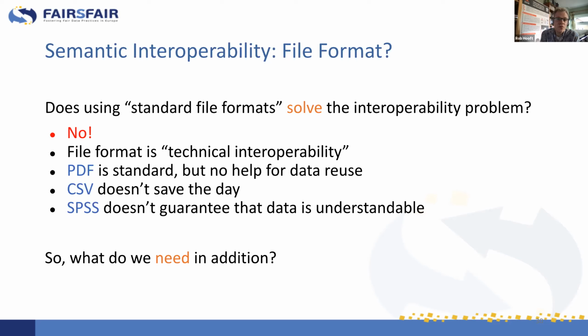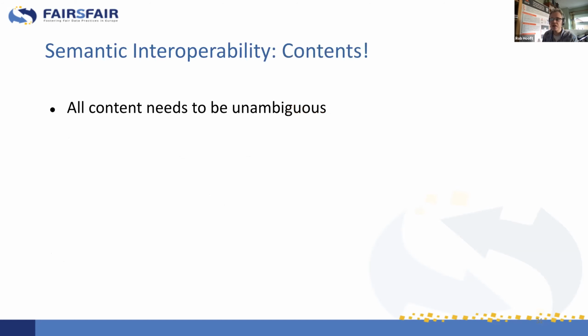Similarly, in a lot of data management plans, I see that people are asking for or are providing CSV files or SPSS files in the hope that those are very, very interoperable. And yes, maybe those formats are very interoperable and frequently used, but they don't solve the interoperability problem because they don't completely define what is inside. They're so flexible, you can put anything inside. So what do we need next to the file format? We need all the content of the data also to be unambiguous.